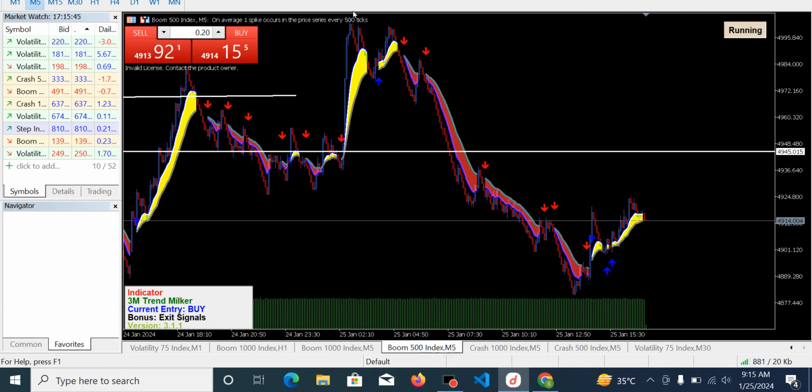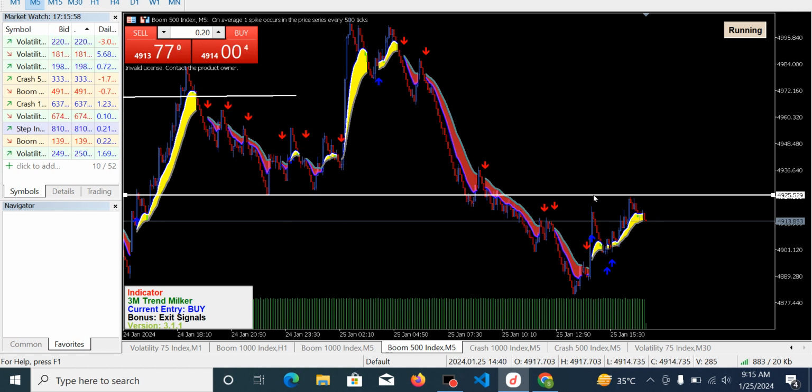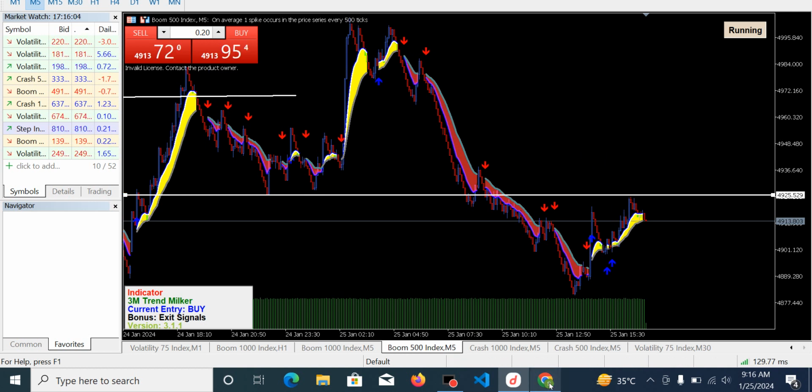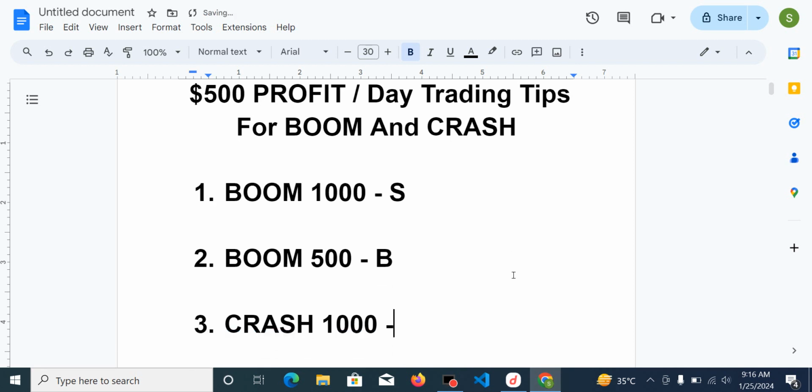This is Boom 500. Right from this resistance zone, it started a downtrend and kept on selling and selling, and it has gotten to this region. It's unable to break out below this, so it's going back on buy trend right now, but we need it to break out above this resistance zone. Once it breaks out above it, then definitely it's going to buy more. So for now, this is giving us more of a buying opportunity than a selling opportunity.